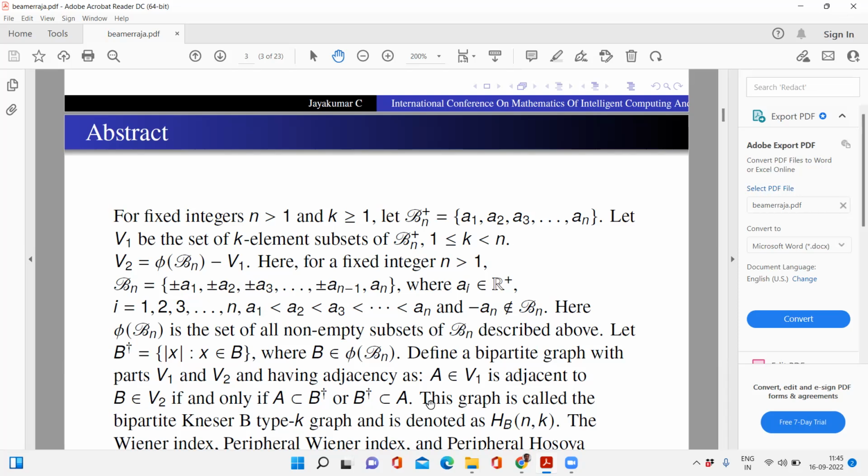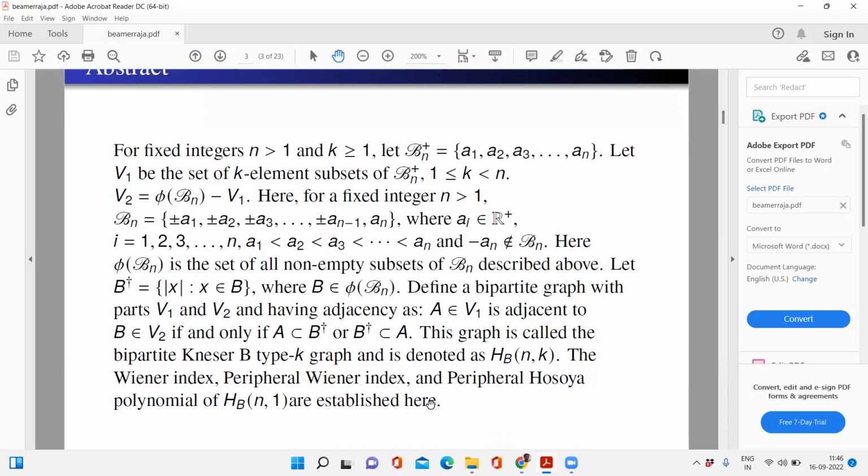Bn consists of elements of the form plus or minus a1, plus or minus a2, etc., up to plus or minus an minus 1, and the last element is an. Here all ai's are positive real numbers. One more condition is there: a1 is less than a2, up to less than an. At the same time, minus an is not an element of Bn. Now we form a new set B dagger. The B dagger is formed by taking absolute values of elements in B. So here B is a member of phi of Bn, or B is a subset of phi of Bn.